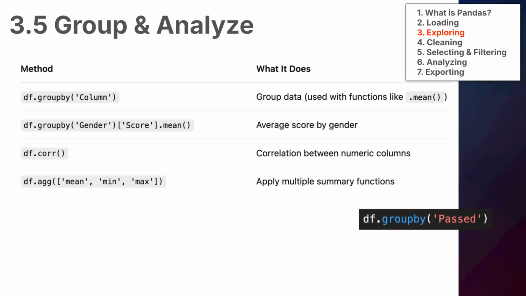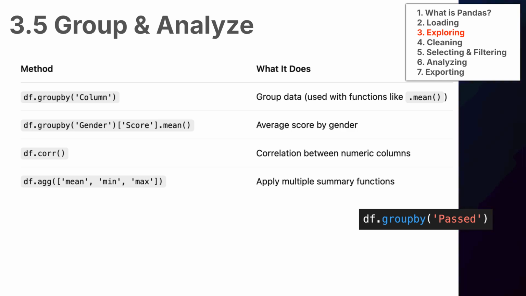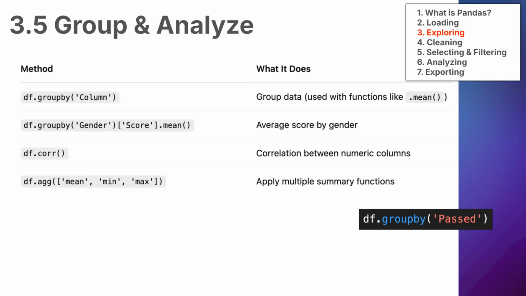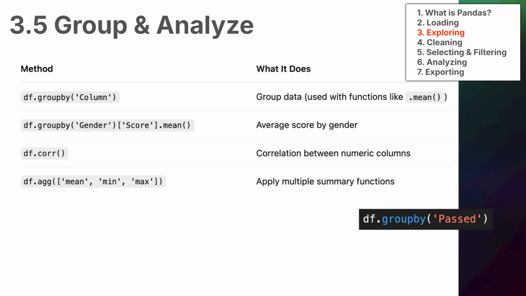First, groupby. This groups your data based on values in a column. This doesn't show results immediately. It prepares your data to apply a function like mean, sum, and so on. This example groups all the rows by the pass column, so it will create one group for yes, one group for no. You can then apply functions.